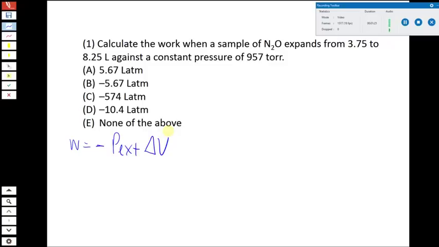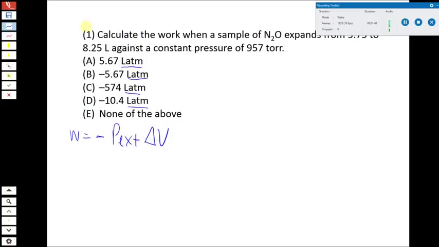The only thing we need to think about in these problems that's beyond this is the units that are involved. We see that all of our answer choices here are in the units of liter atmospheres, which immediately tells us that we want our pressure term to be in atmospheres and our delta V to be in liters. In some cases, we would have to also convert to joules, so we'll cover in a second how you would do that, but we don't need to do it here. We just need pressure in atmospheres and volume in liters. So we need to convert our external pressure into atmospheres.